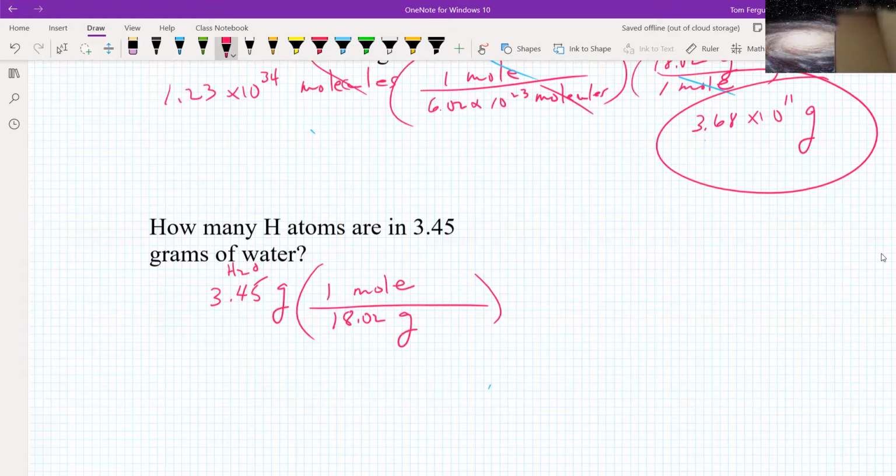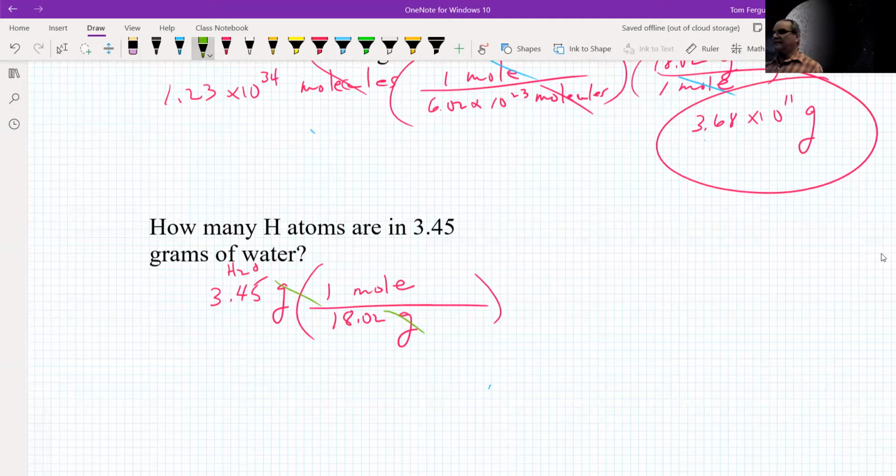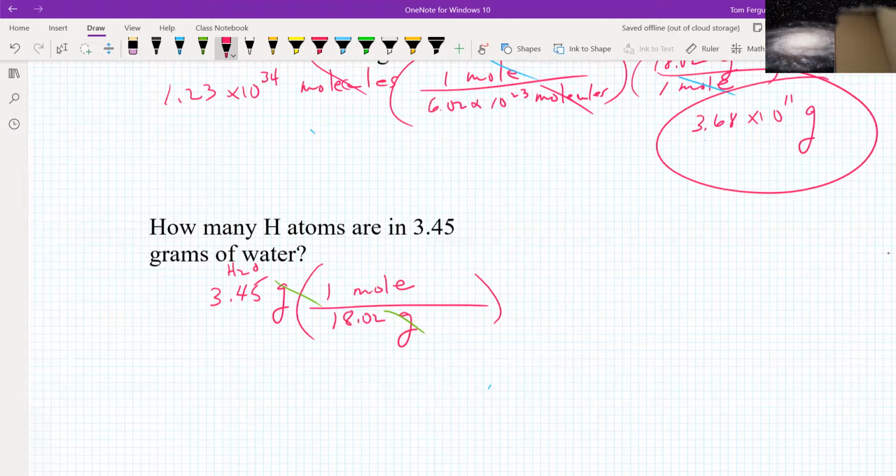Now we're not using, we are using this one. I always round everything to 2 decimal places. Okay, so that gets us to moles. It doesn't get us to the number of atoms. So now we've got to convert to the number of molecules, because the 18.02 corresponds to the molecule, not the H atoms.